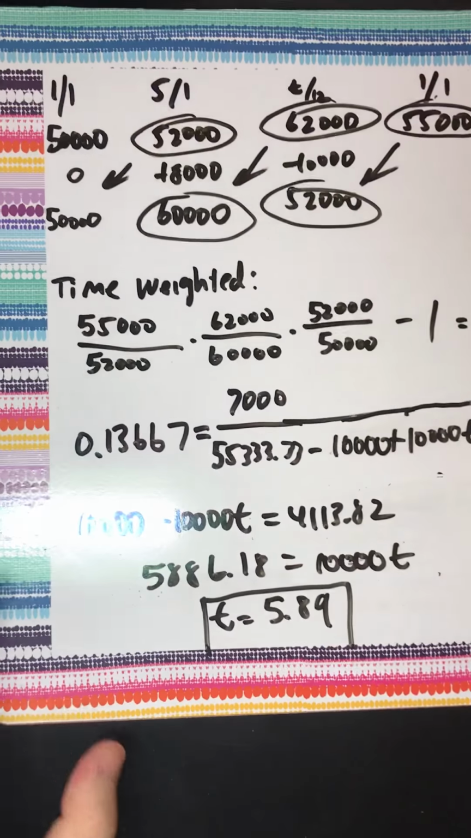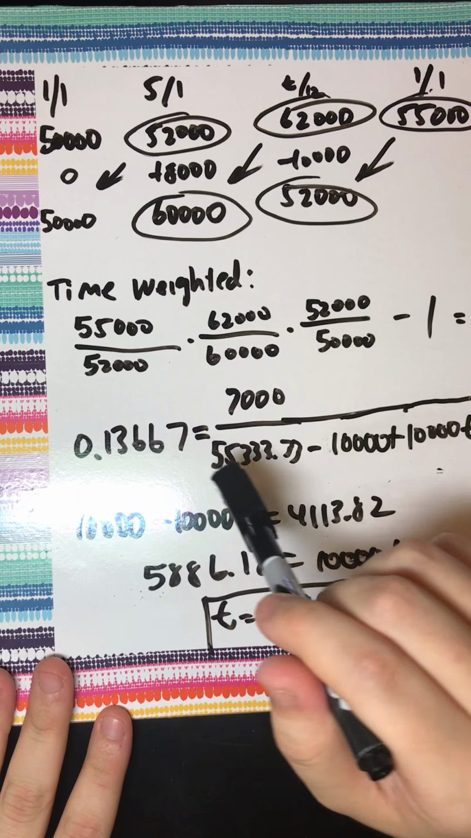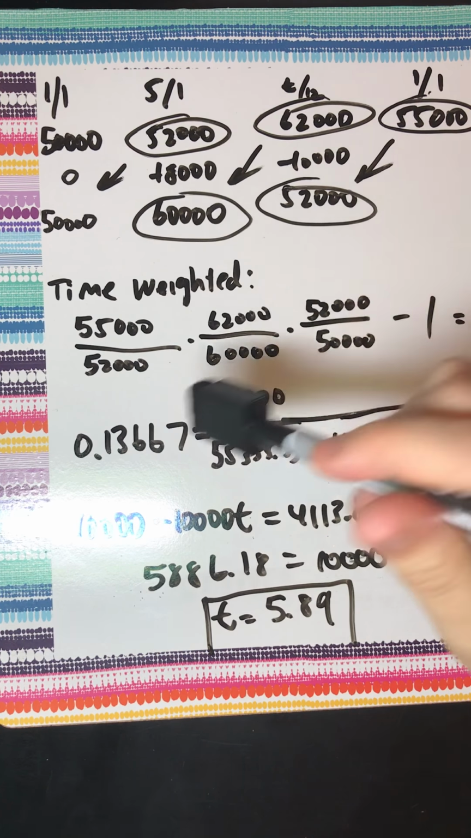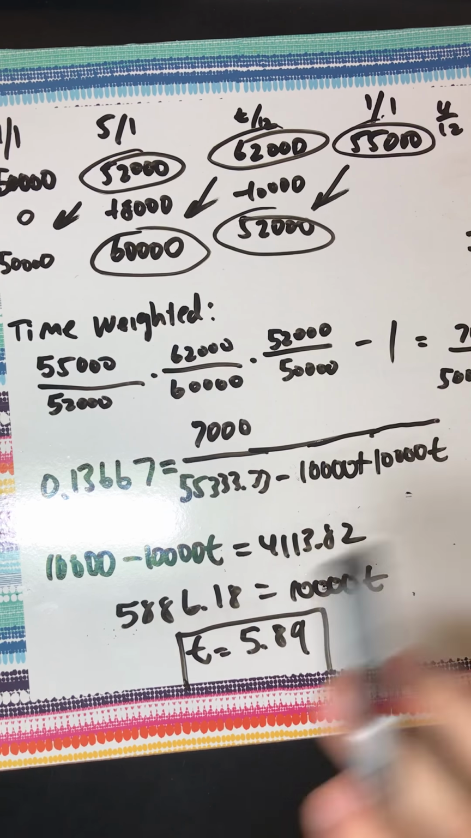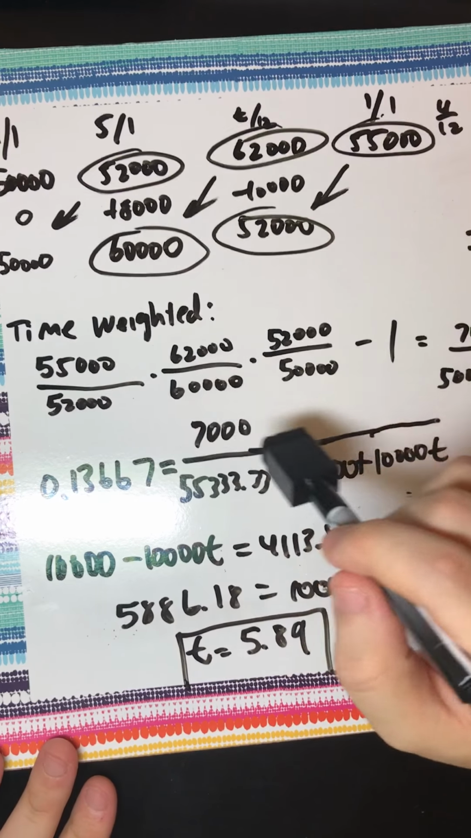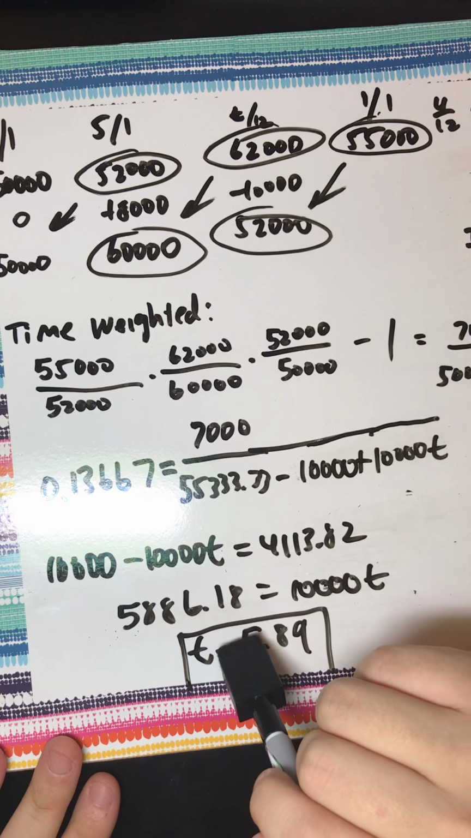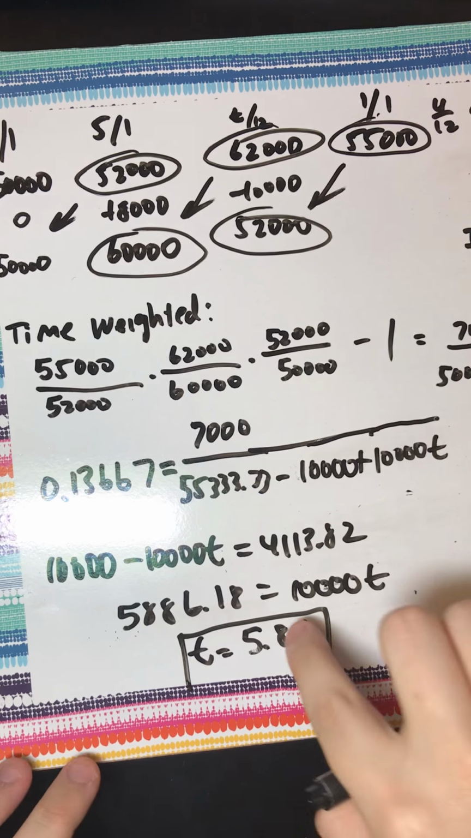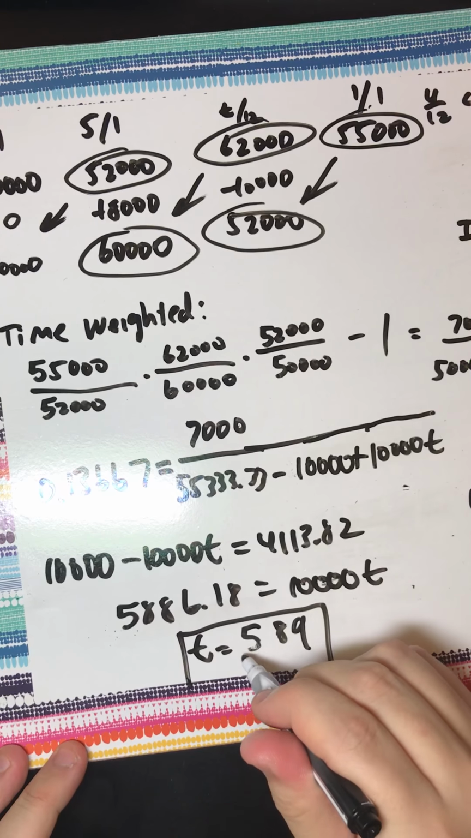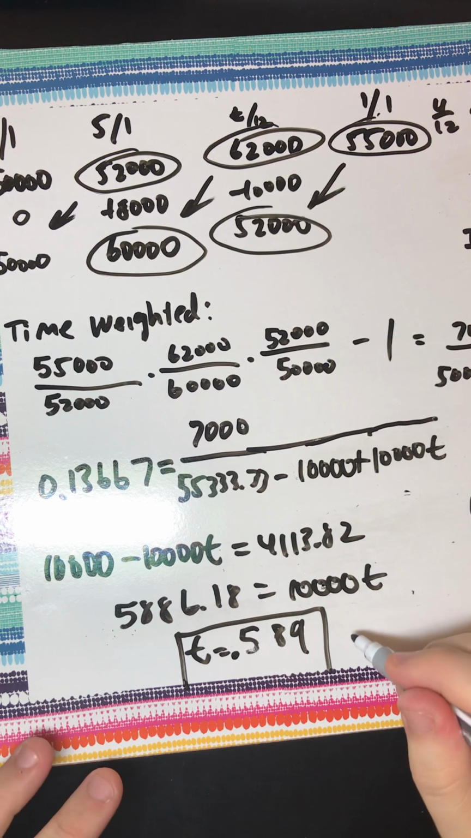Once you use your calculator for everything, you should get that the time-weighted rate of return is 0.1366667 equals, I just repeated everything, make it a little cleaner, expand a little bit. And once you do some algebra here, you eventually get that t equals 0.589. And that is answer choice D.